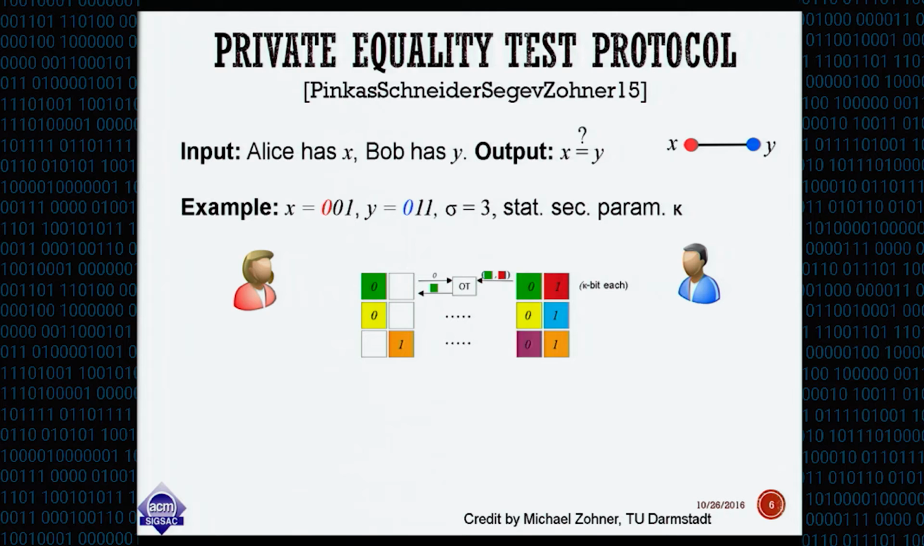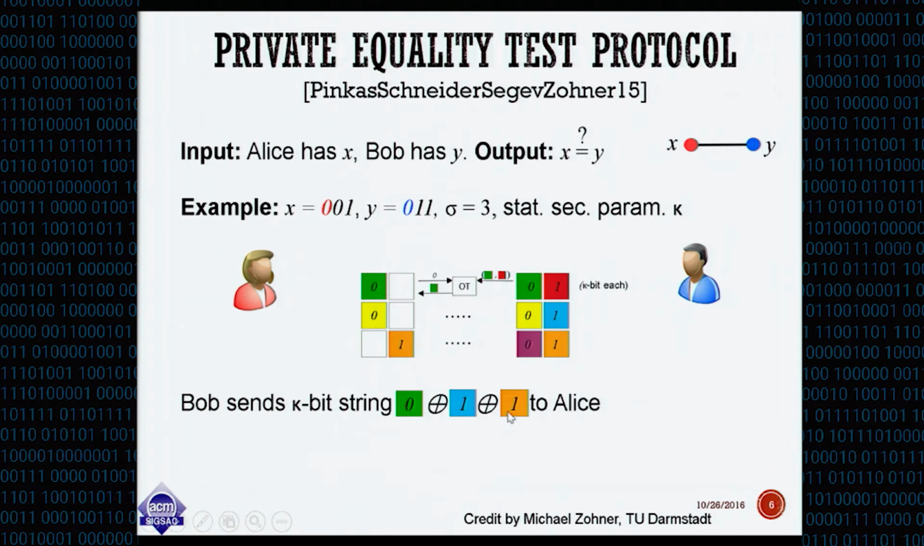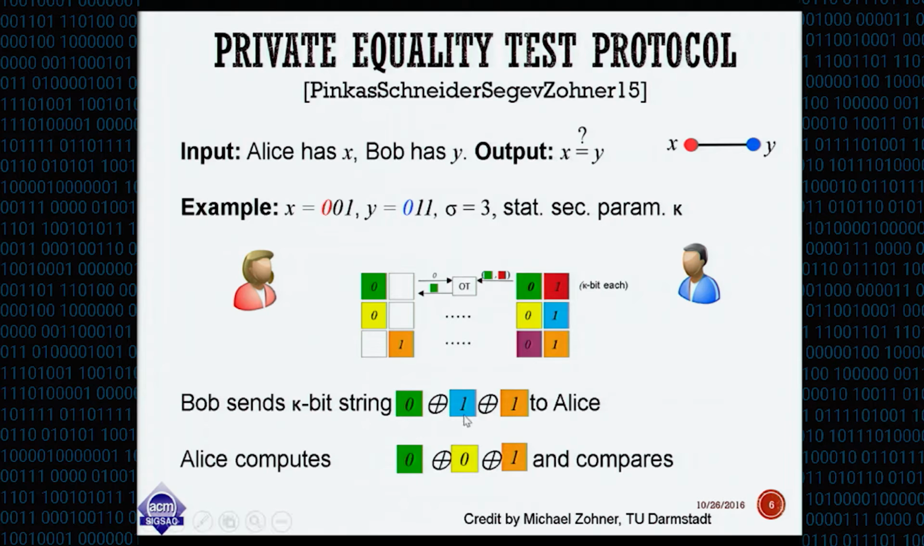Now Bob takes the strings corresponding to his input bits. Here his input is 011, so he takes the strings for 0, for 1, and for 1. He XORs them and sends the result to Alice. Alice also takes her strings from OT. She receives string 0, string 0, and string 1. She XORs them and compares with the XOR value just received from Bob. Then Alice can output whether they are equal.